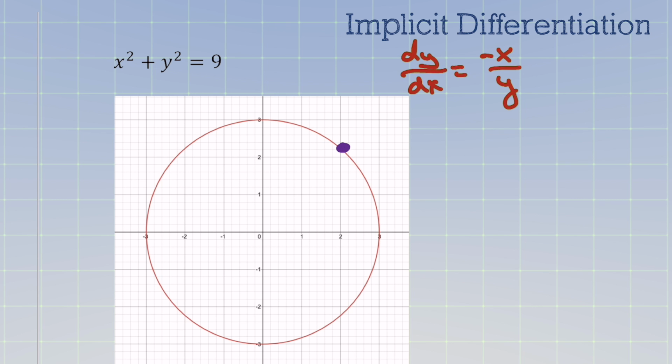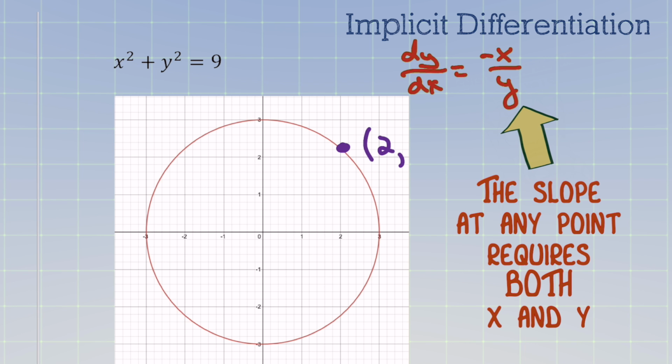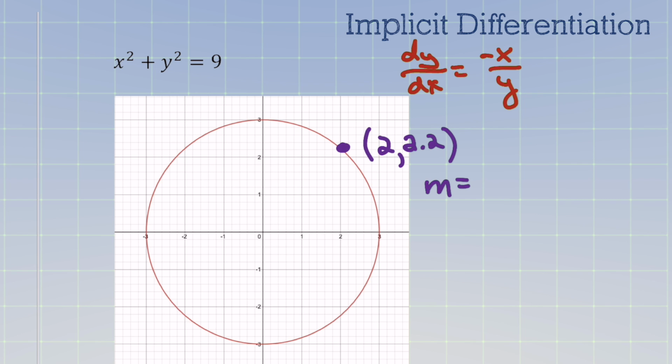Like if I want to know the slope of the tangent right there, I'm going to have to use the x coordinate and the y coordinate. So it looks like it's about 2.2, I would say. So if you plug that into our slope machine, our derivative, we end up seeing that we get negative 2 over 2.2, which is about equal to negative 1 or so, right? And that looks totally right, doesn't it? There we go. There's a line that's going down and to the right at about a slope of negative 1.